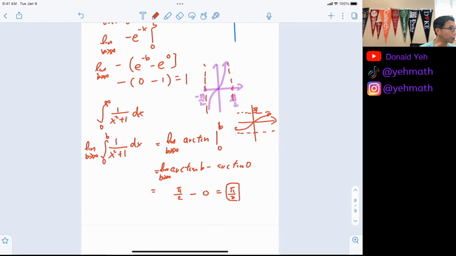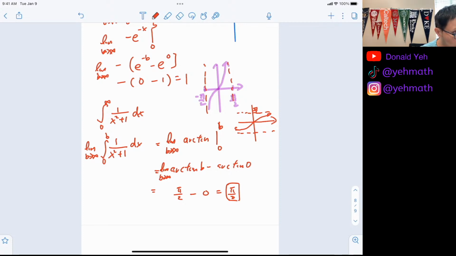This is very, very crucial for you to understand, because you have to understand the arctan graph as well as the tan graph. Okay, the tan graph and the arctan graph. That's why I say you have to understand the graph to do well on an improper integral.